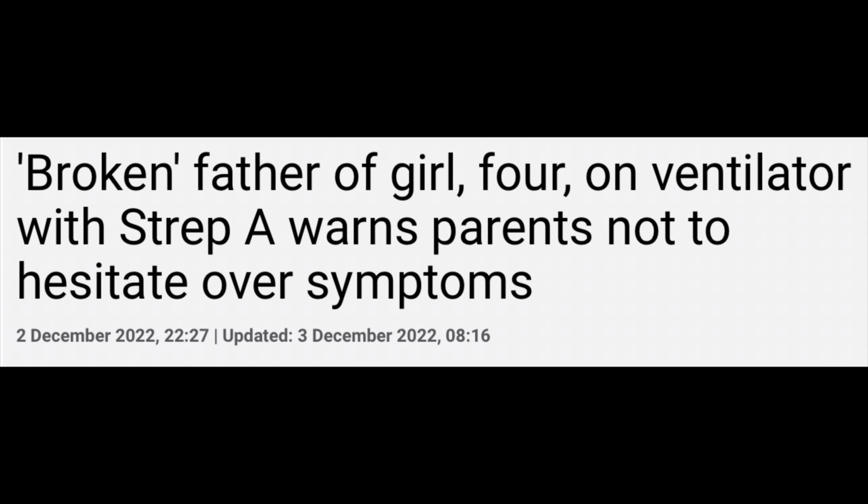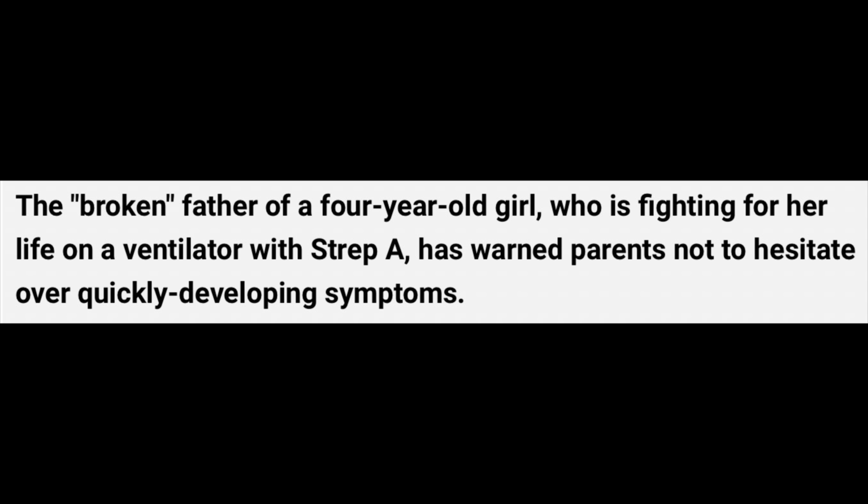Broken father of girl 4 on ventilator with Strep A warns parents not to hesitate over symptoms. The broken father of a 4-year-old girl who is fighting for her life on a ventilator with Strep A has warned parents not to hesitate over quickly developing symptoms. This little girl was described as the poorliest girl in England after her health deteriorated in the space of just 1 weekend after getting the bug.